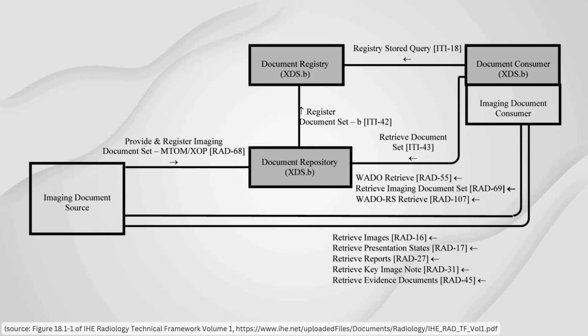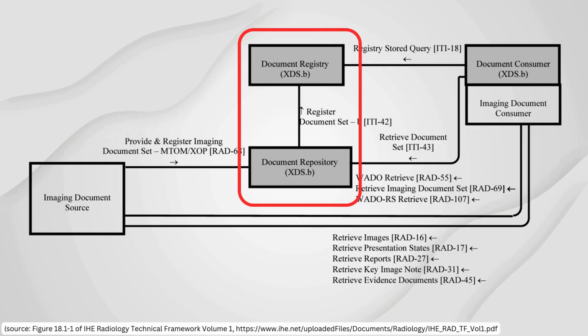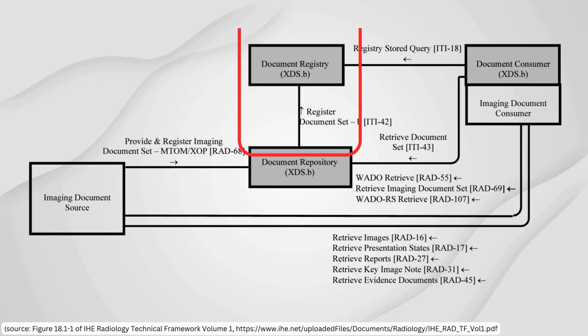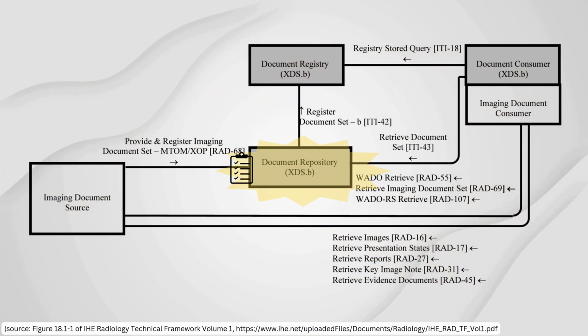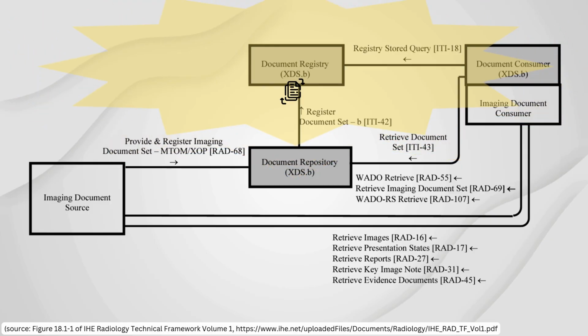The basis for XDS-I revolves around this idea of registry and repository. When we populate our repositories, we start from the imaging document source. This could be a PACS, for example. It creates a key object document of what is in our imaging study and publishes this to the document repository. The document repository then informs the document registry that this itemized list of an imaging study exists.